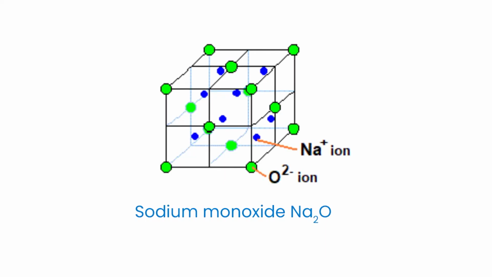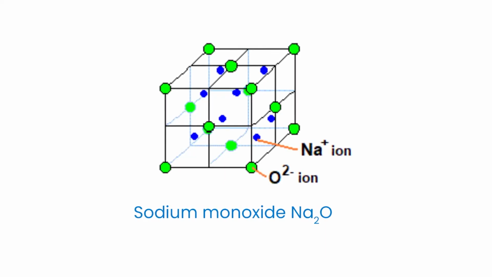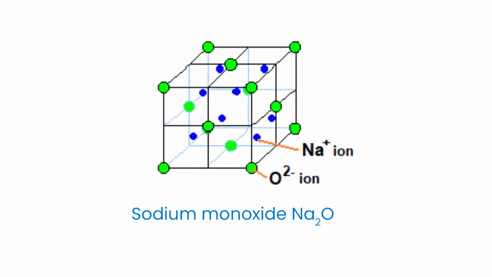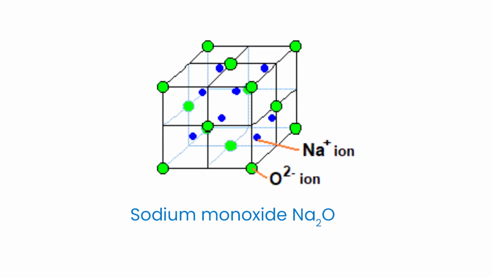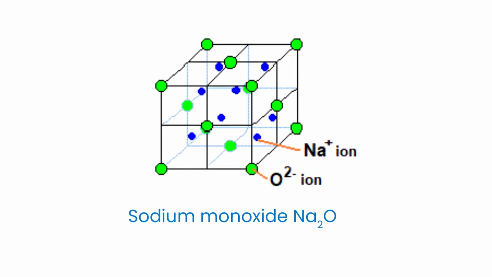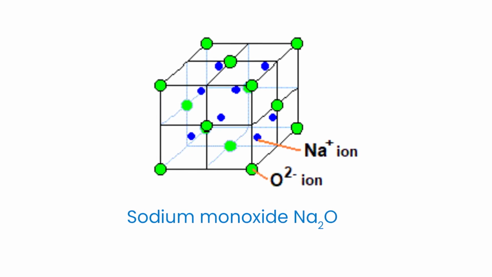Now, let us consider another example, sodium oxide Na2O. It has anti-fluoride structure which is opposite to the fluoride CaF2 arrangement. Here the anion O2 minus adopts cubic closed pack or CCP, that is face centered cubic arrangement, whereas the sodium ions occupy the tetrahedral voids.